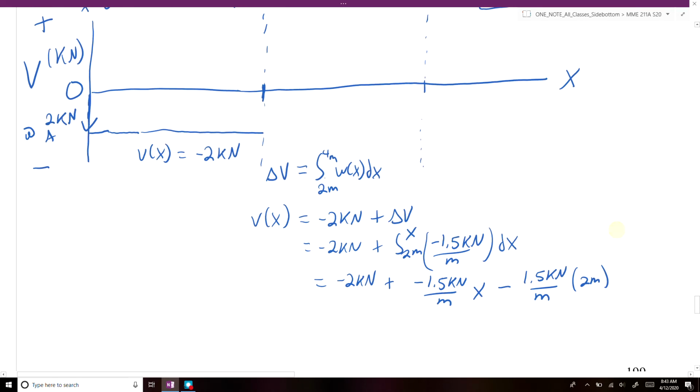All right? Or we can write this whole thing as being equal to minus 1.5 kilonewtons per meter times x minus 2 kilonewtons. So what we end up getting here is a slope of minus 1.5 kilonewtons per meter along this section. All right, so we'll get a straight line with this equation.